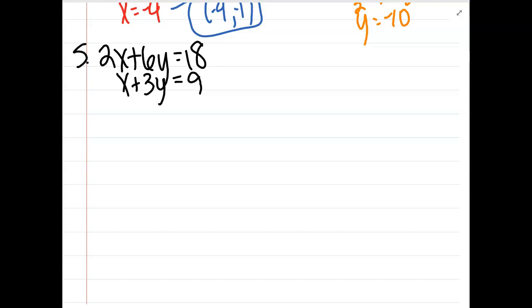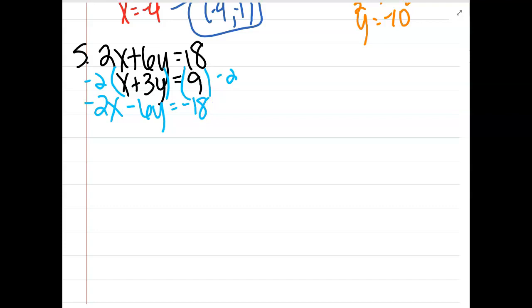So if I left the first equation alone and I made this a 2x, could I make that a negative 2x? Could I do 2x and a negative 2x? Yeah. Okay, what would I do with that second equation to go from x to negative 2x? Multiply by negative 2. So negative 2 times x, there's my negative 2x. Negative 2 times 3y gives me negative 6y. Negative 2 times 9 gives me negative 18.